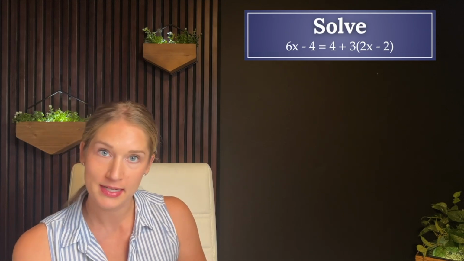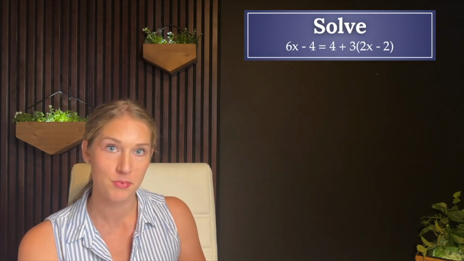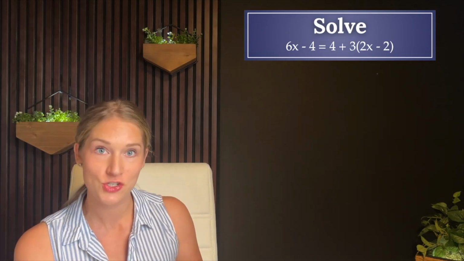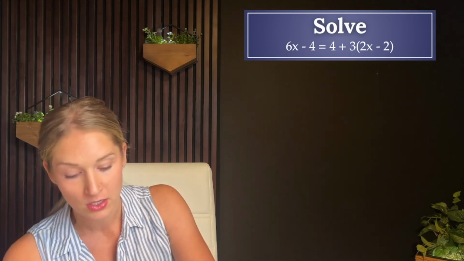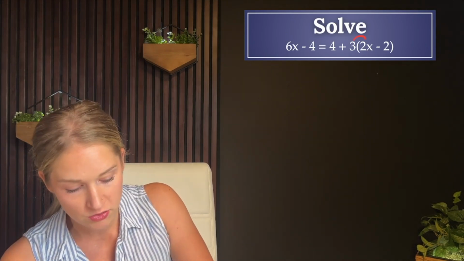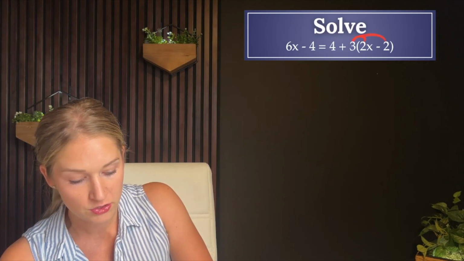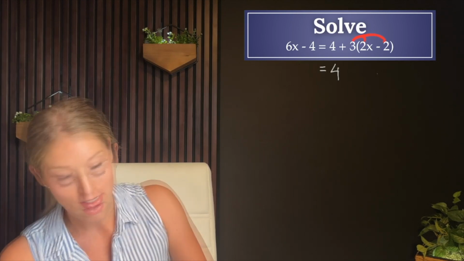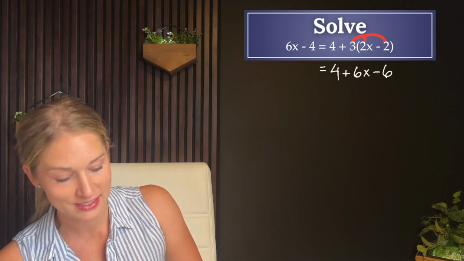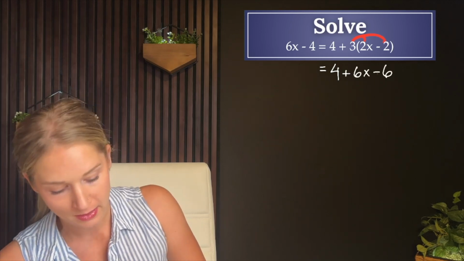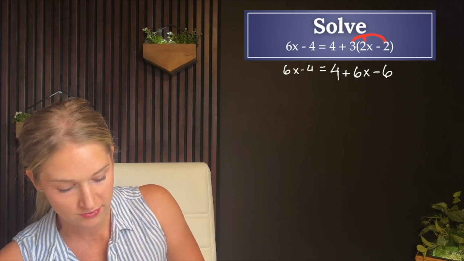And the 3 is being multiplied by the parentheses, which means I need to distribute that 3 in before I can do any adding. So I'm going to take this 3 and distribute it in to the 2 and the negative 2. So I end up with 4 plus 6x minus 6 when I distribute that 3. On the left-hand side, it doesn't change.